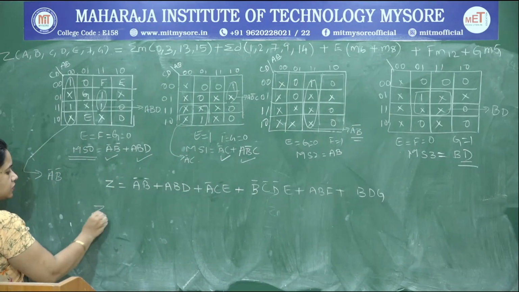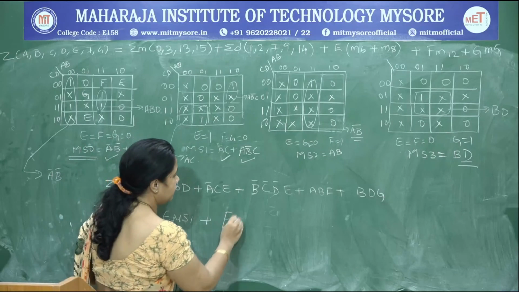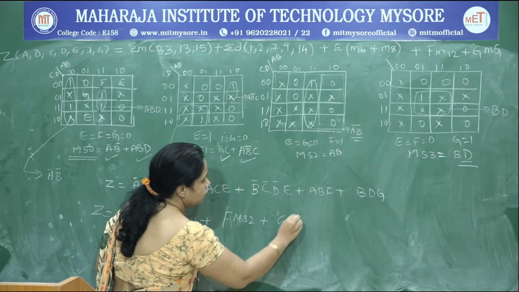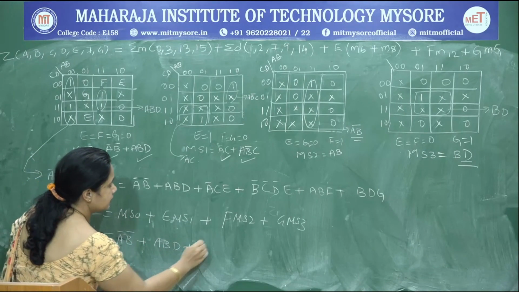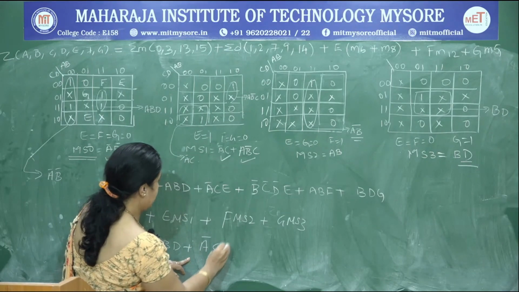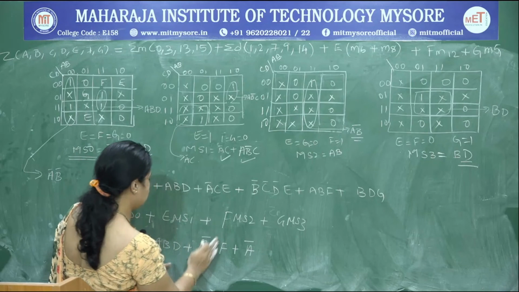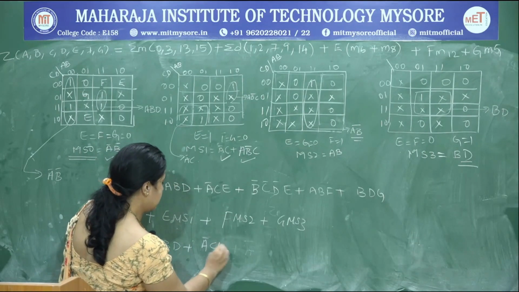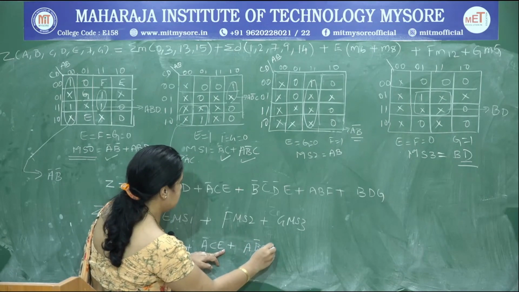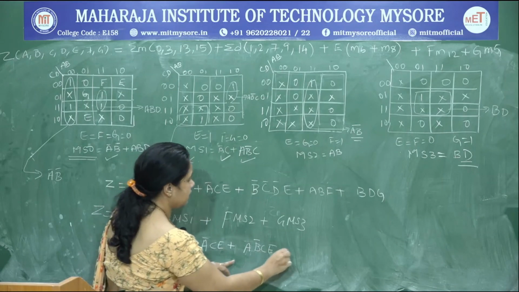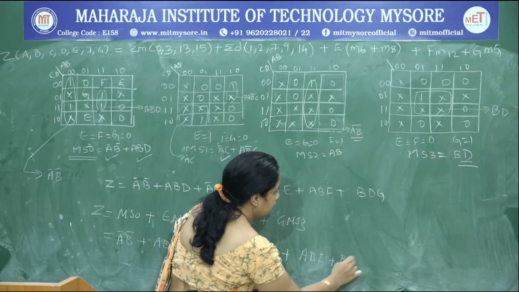Finally, we will combine everything. So, Z is going to be MS naught plus E into MS1 plus F into MS2 plus G into MS3. So, it is going to be A bar B bar plus ABD plus F into MS2, that is A bar CF, plus E into MS1, that is A bar CE plus A B bar C E, plus AB into F into MS2, that is ABF, and finally we have BD.